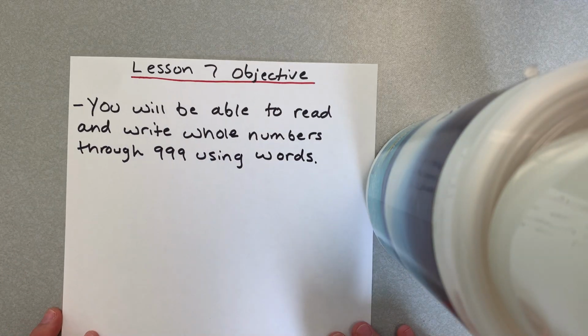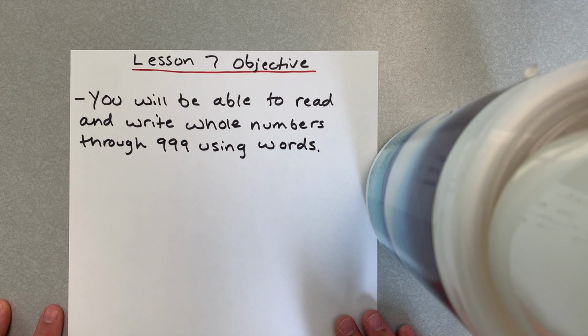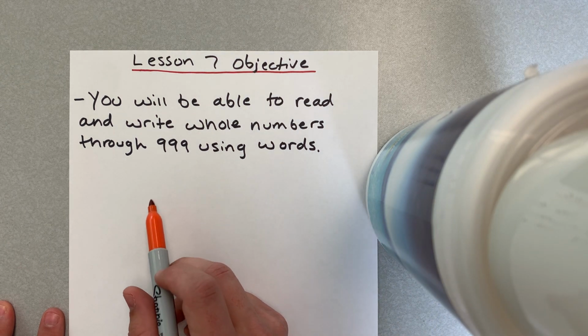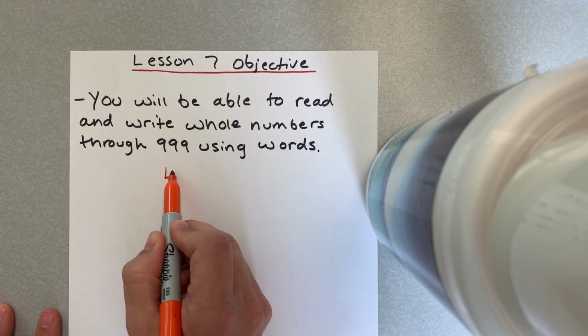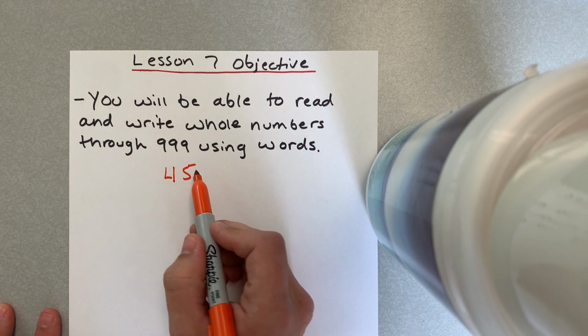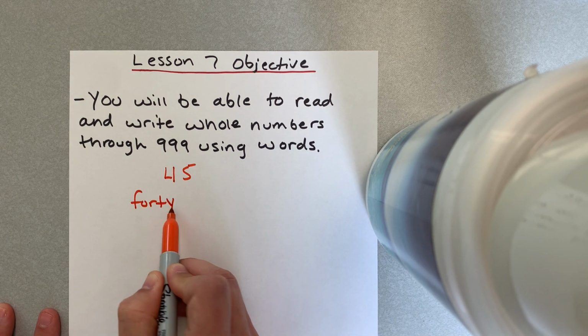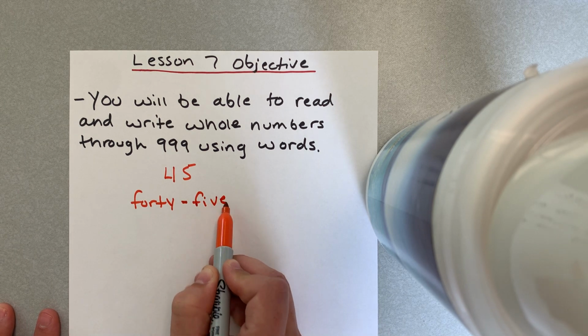So again, in our lesson for today, the biggest thing we looked at is that you will be able to read and write whole numbers through 999 using words. We'll look at an example again just to recap our lesson for today. If I have the number 45, if I want to write that in words, I would write it as forty, remember our hyphen, and five.